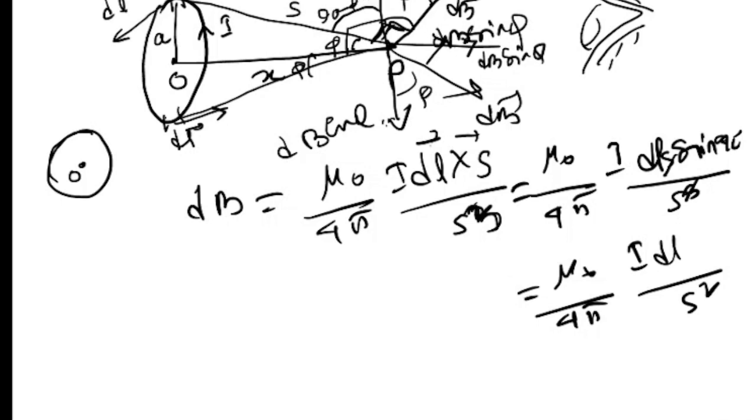But due to this dB cos phi and the lower part's dB cos phi, ये दोनों एक दूसरे को cancel करते हैं, because in magnitude form they will be equal, but due to the opposite direction they will be cancelled out at P. So only we have the magnetic field at point P due to dB sin phi, which is acting along the positive x-axis, okay.